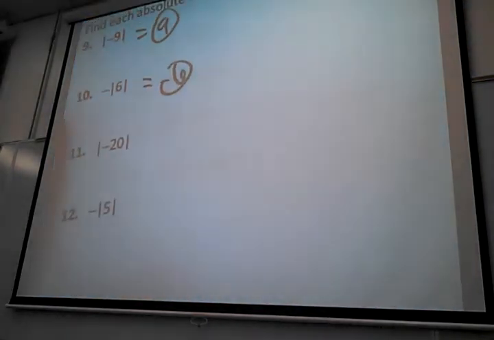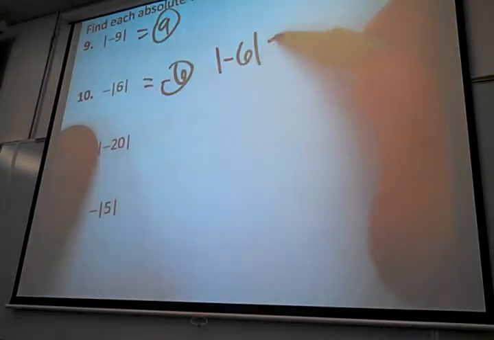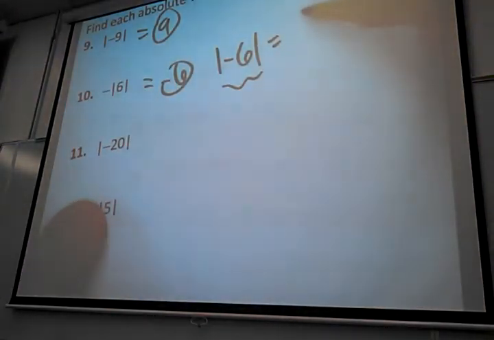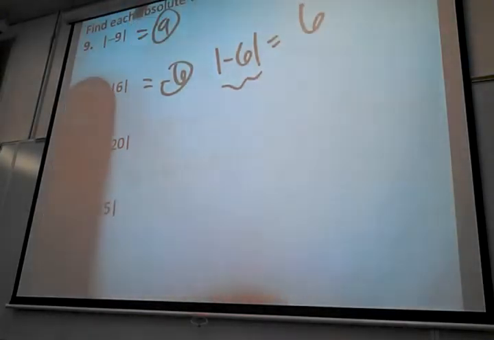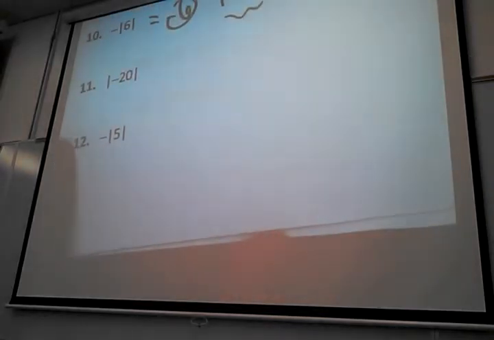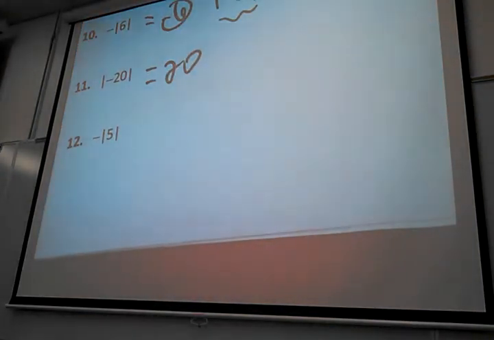Now see the difference if I would have said this instead. That is different. The negative's inside. It's being affected. What would the absolute value of negative 6 be? 6. The absolute value of 6 is 6. Put a negative on it. That's the difference. So what about number 11? 20. I love it. Just make it positive. So when it's in the brackets, it's the number by itself.